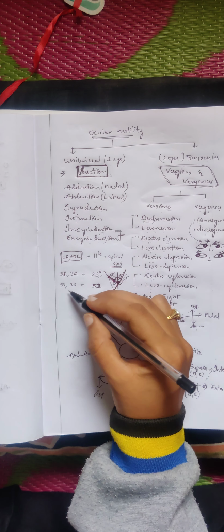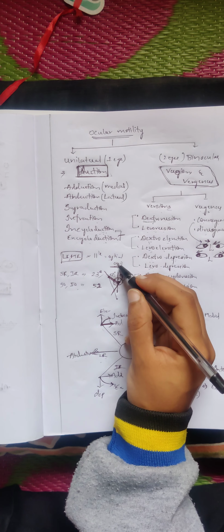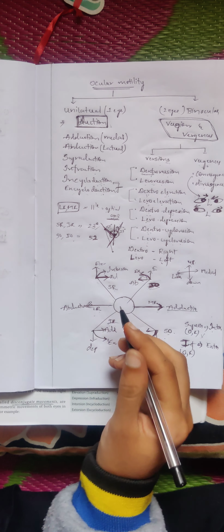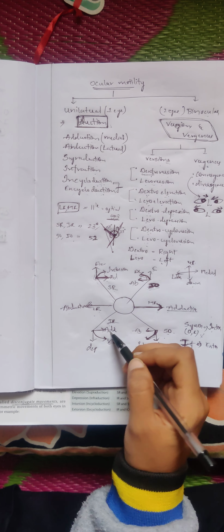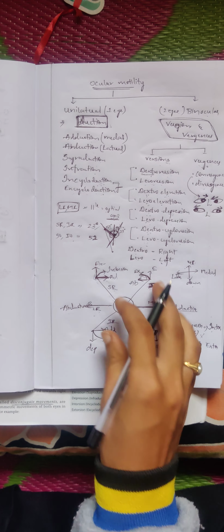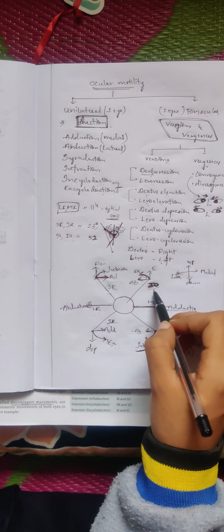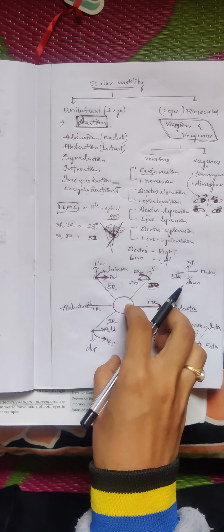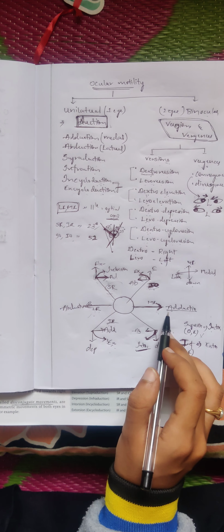Hence these muscles, making some angle to that particular optical axis, are involved in multiple movements. See here, elevation, adduction, intorsion, depression, extorsion. This is the reason why superior rectus, inferior rectus, inferior oblique, and superior oblique are involved in multiple directions, whereas the lateral rectus and the medial rectus are involved in only one particular direction.